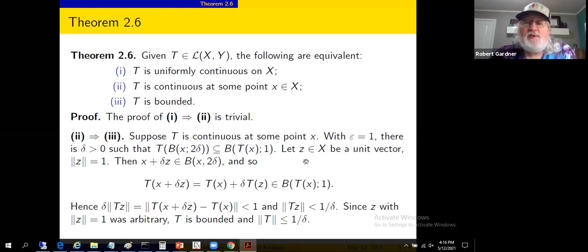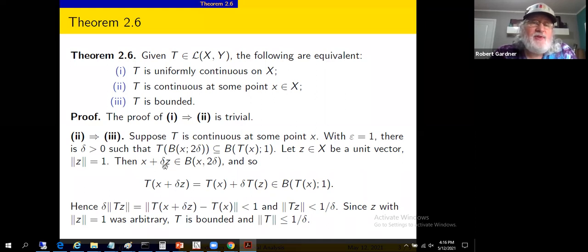All right, so we're trying to show T is a bounded linear operator that was based on unit vectors. So let z be a unit vector in normed linear space capital X. Norm of z equals 1, it's a unit vector. Then consider x plus delta z. All right, how far is delta z from x? Well, z is a unit vector, and the distance here is at most delta itself.